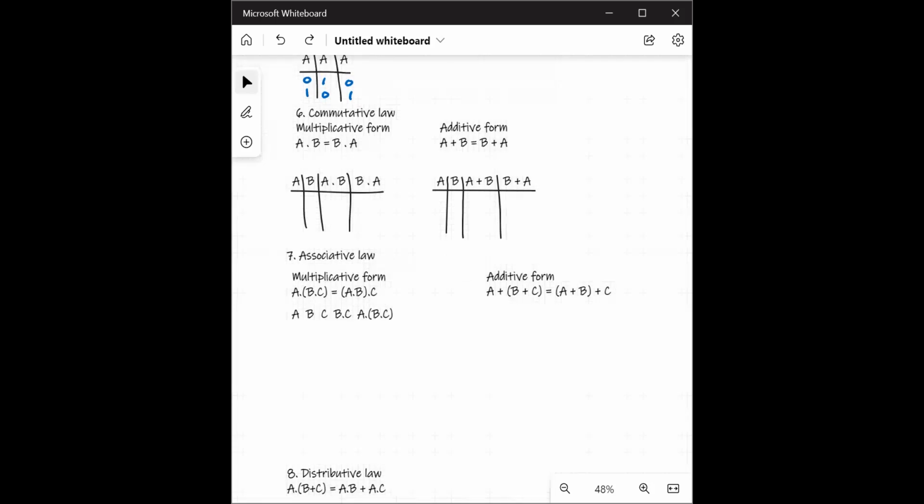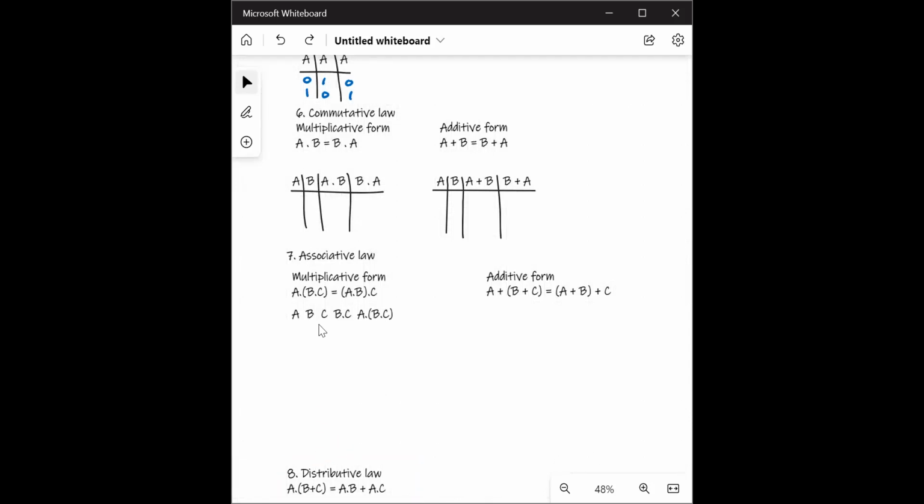The commutative law. In the commutative law, we have discussed again two forms, the multiplicative form. A dot B is equal to B dot A, which means when you have Boolean multiplication, you can switch the variables. So A dot B is also the same as B dot A. If you look at the additive form, similarly, you have A plus B, which equals B plus A.